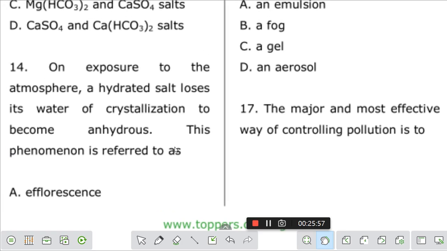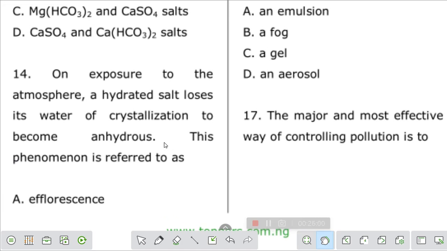Now, on exposure to the atmosphere, I told you that there are some salts that will lose part of their water of crystallization. Some salts, when you put them in the atmosphere, will absorb moisture to form a solution. There are also some salts that will absorb moisture but will not form solution. The ones that absorb moisture and do not form solution, we call hygroscopic. The ones that absorb moisture to form solution are called deliquescent substances. The ones that lose part of their water of crystallization are efflorescent compounds, and the process is called efflorescence.